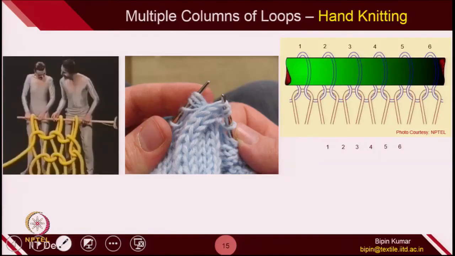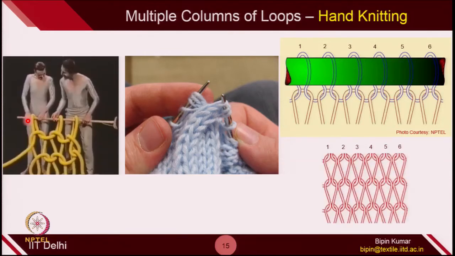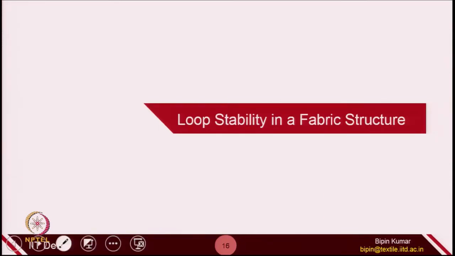Okay. So, for creating multiple columns, one thing is for sure: we always need to support the new loops in a particular course, and all the old loops will automatically be supported by the new loops. So, this is how we create normal loops in a fabric structure, in a knit structure.